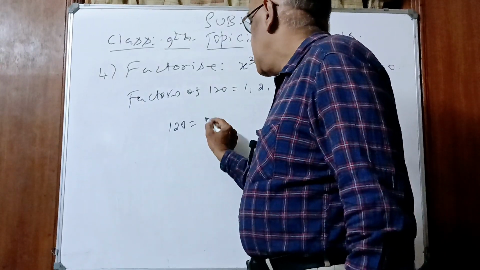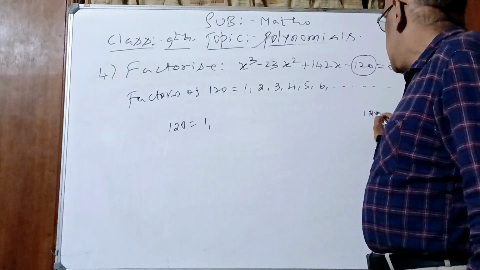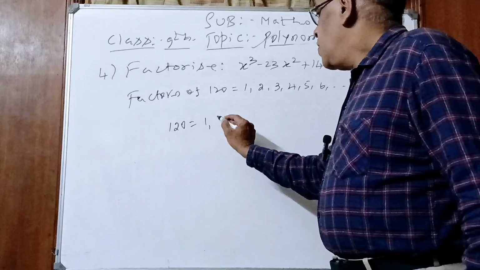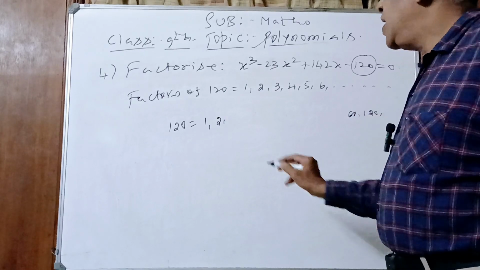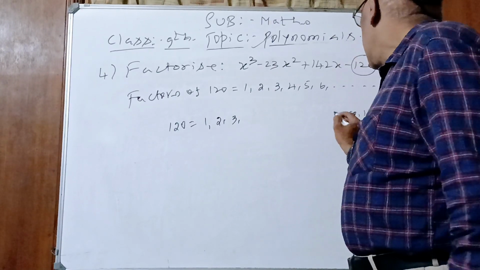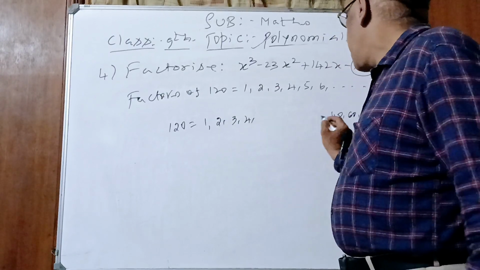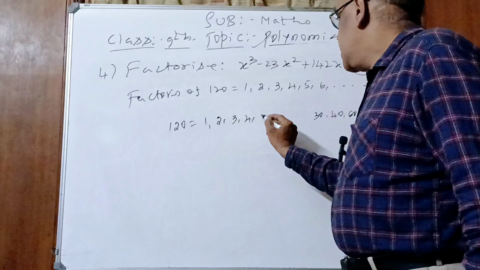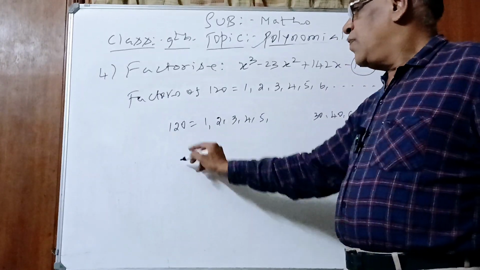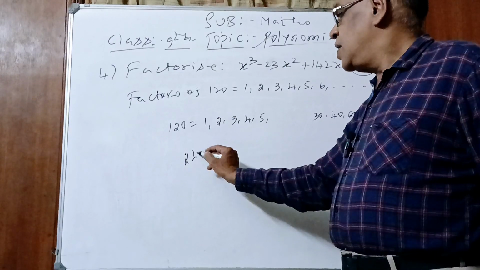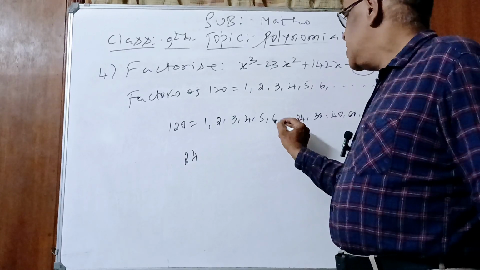120, no? What is the smallest factor of 120? Which is the largest factor? 120. So, take factor pairs. Factor pair of 2, 60. Factor pair of 3, 40. Then 4, 30. Then 5: 5 2s are 10, 2 remains, 24. Then 6.